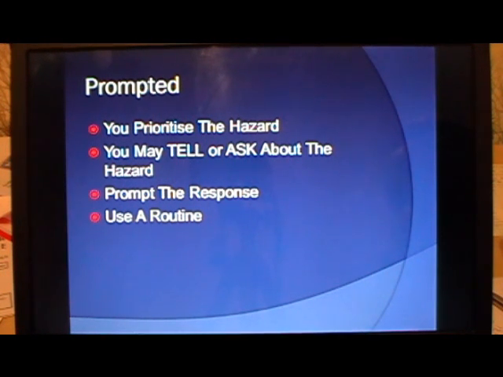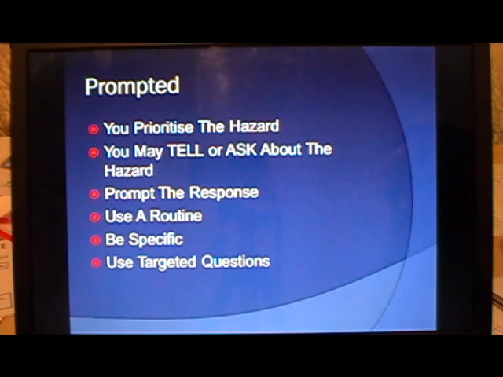So using the routine again and being specific. Use targeted questions to get the answer you're looking for. So for example, if it was approaching and turning left, you might say, which mirrors are you going to check? When are you going to signal?